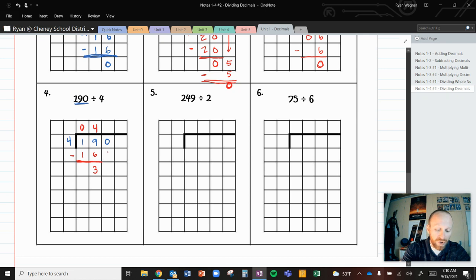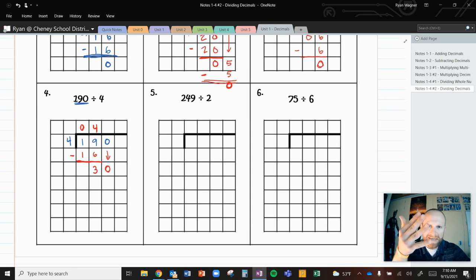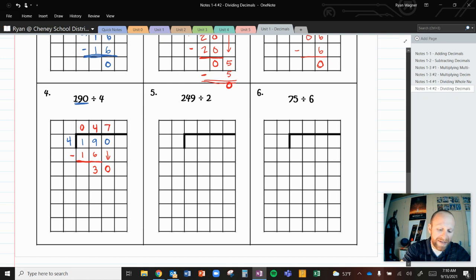Okay? So we're going to drop down our 0. How many times can 4 go into 30? Well, 4, 8, 12, 16, 20. That's 5. 24 is 6. 28 is 7. 32 is 8. So we got to go back 1 to 7. So 4 can go into 30 7 times. And 7 times 4 gives us 28.